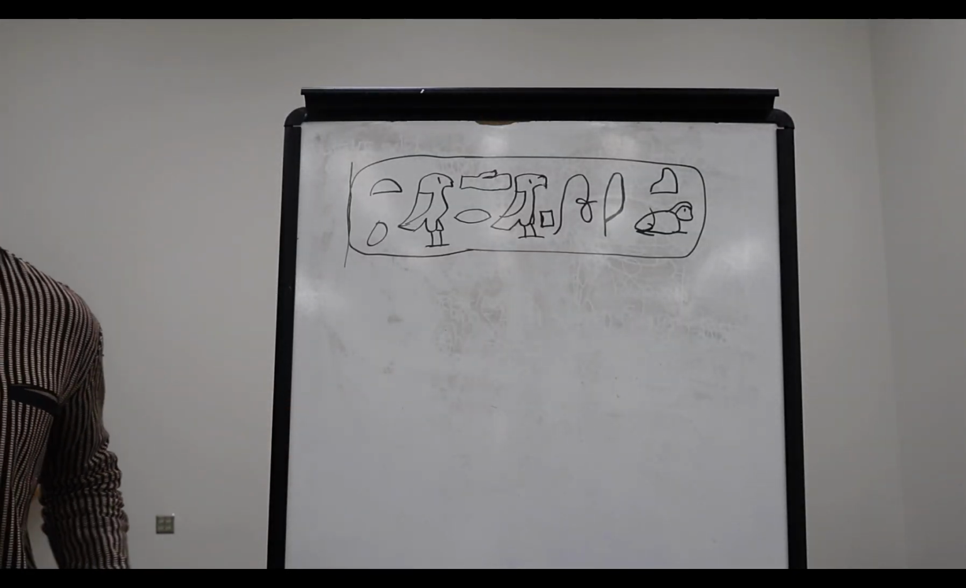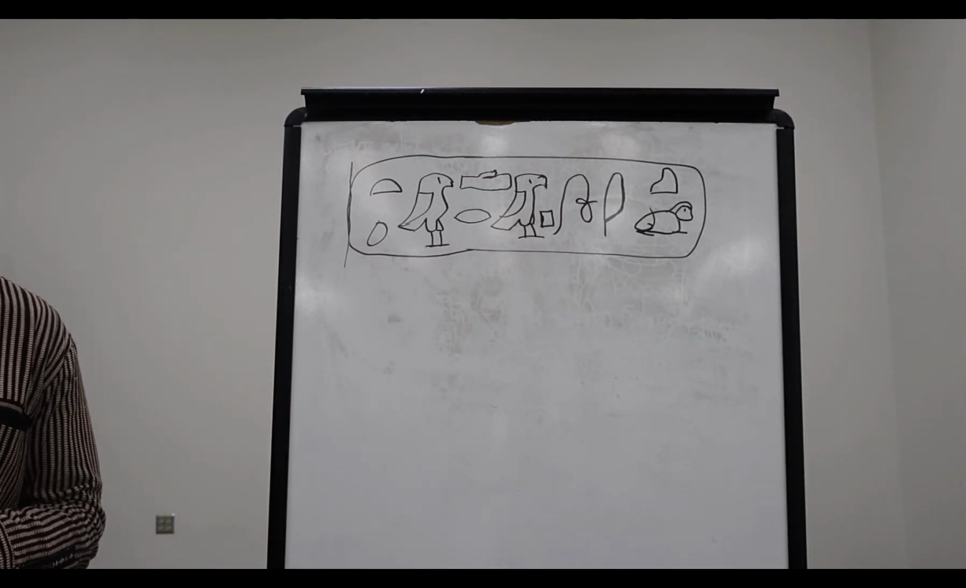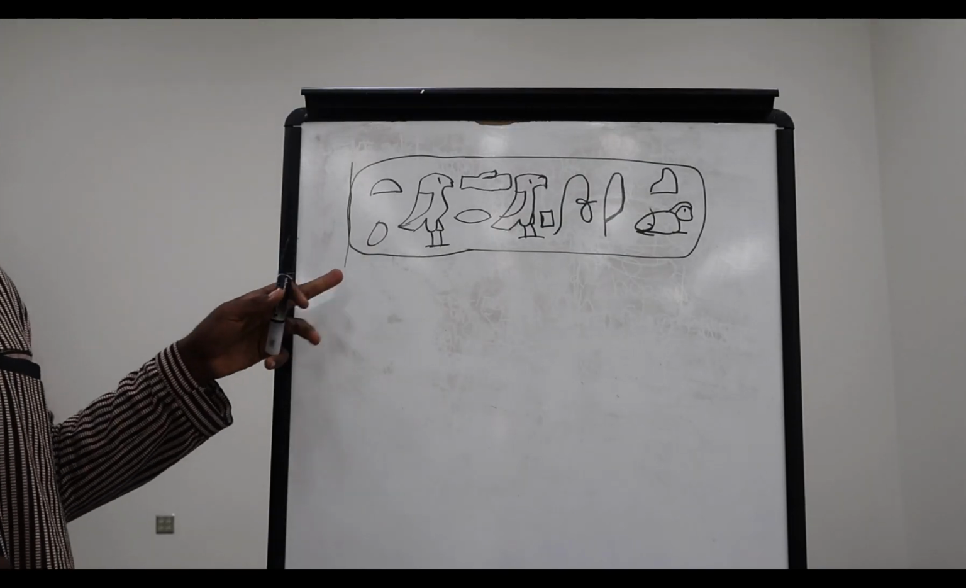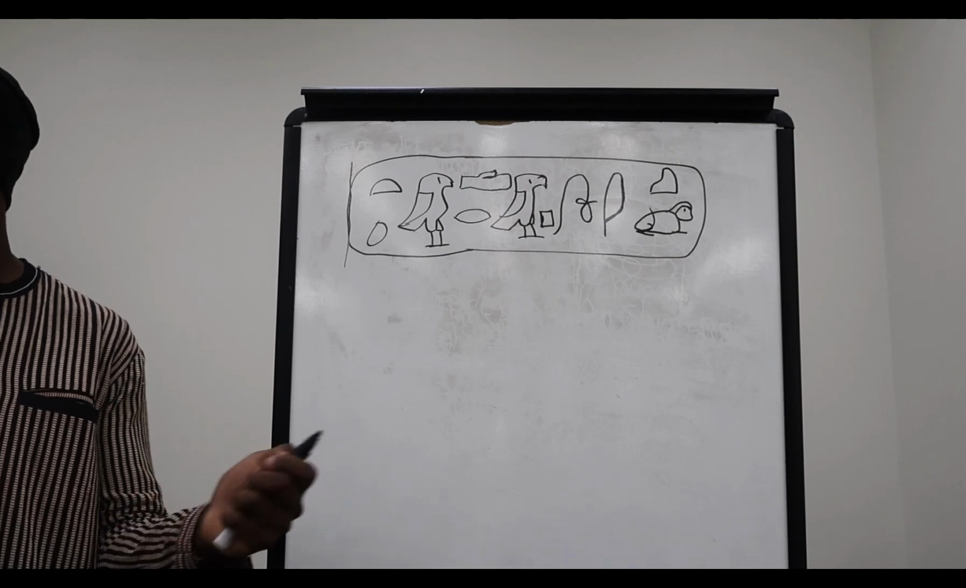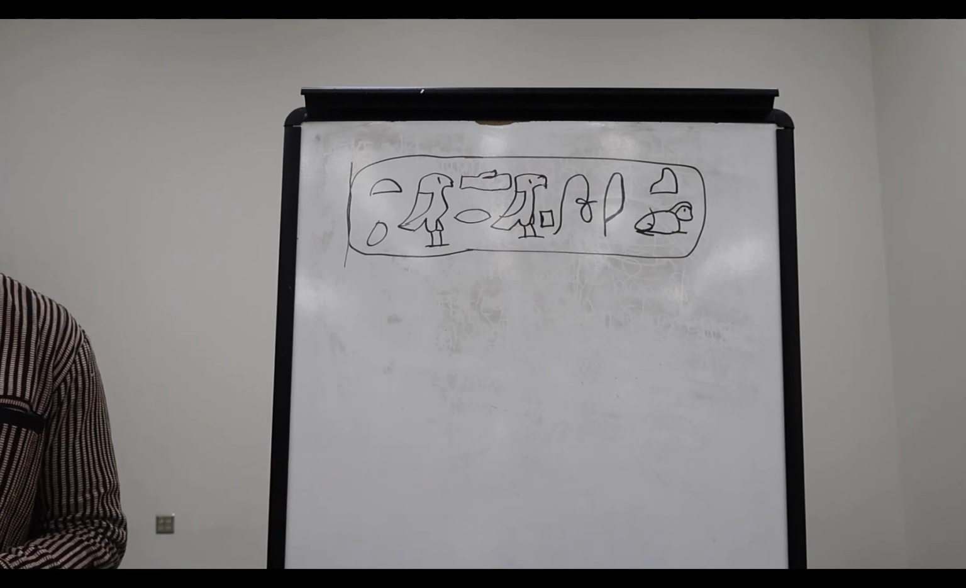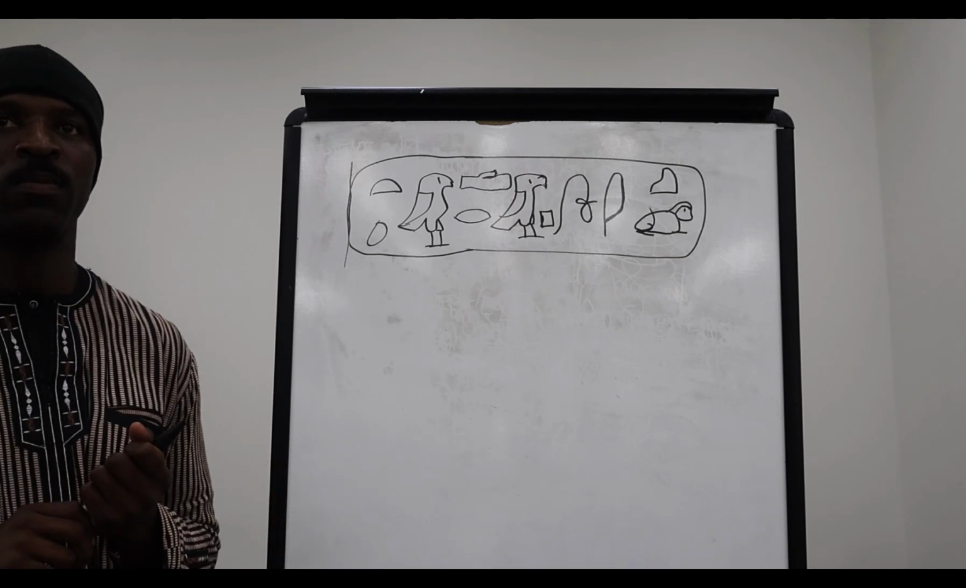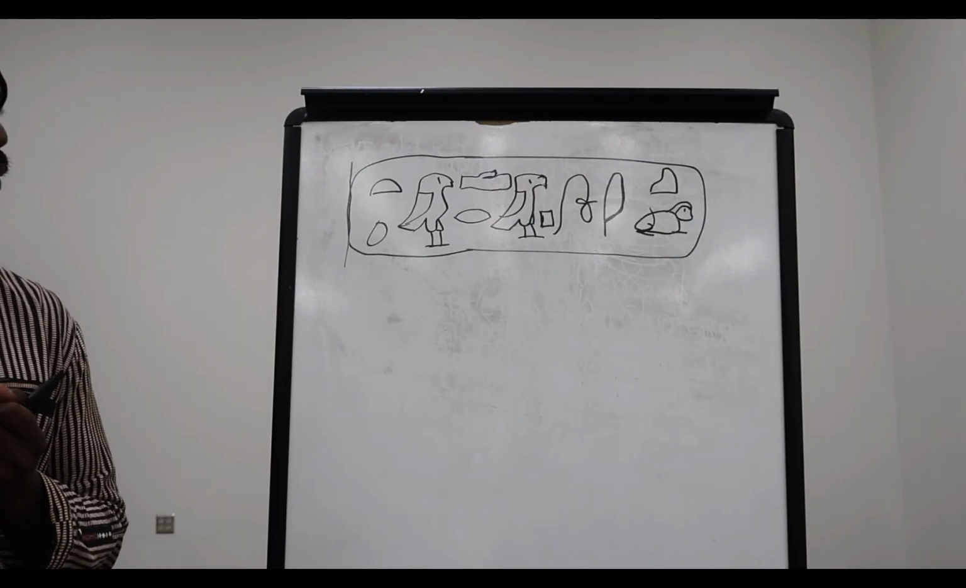Okay. So we're going to go through and read this. This is an actual Egyptian hieroglyph that was written out to spell a person's name. So let's go through how we actually read this and what this name is.